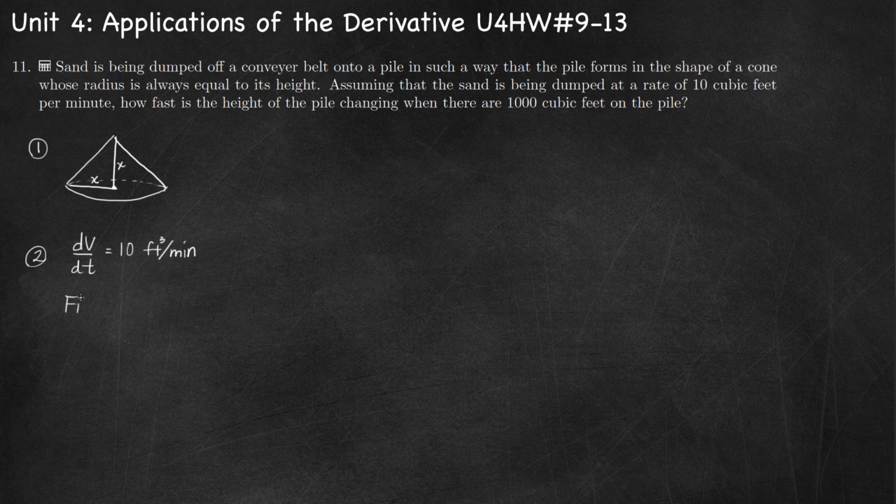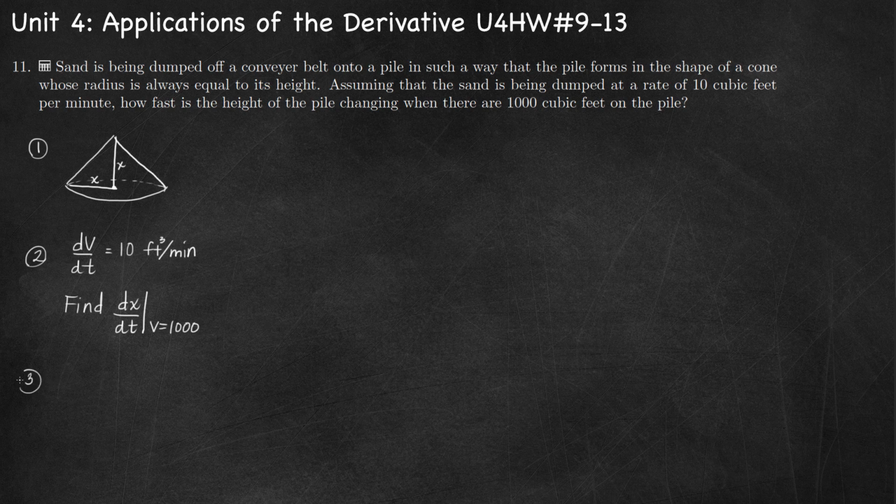Now the one we're trying to find: how fast is the height of the pile changing when there are 1,000 cubic feet on the pile? So the height of the pile in my diagram is labeled as x. I want to find dx dt the instant when there are 1,000 cubic feet on the pile. Again, that's referring to the volume, when the volume equals 1,000.